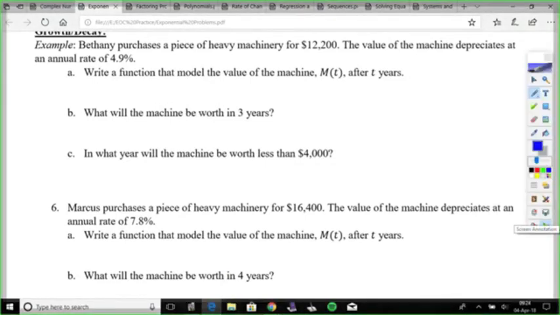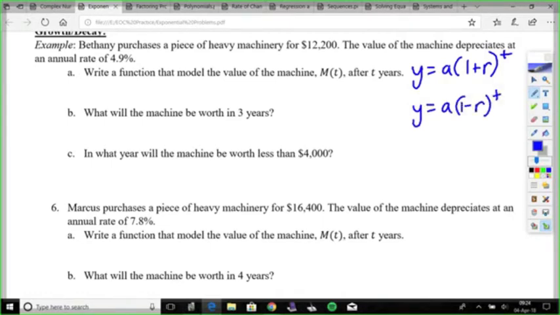And the formulas are y equals a(1 plus r), and I don't know if it uses t or x, but I'm assuming it says t. And then the other one's the same thing, it's just 1 minus r. Okay, so obviously you got to be able to decide which one to use. Now this one says that the machine is depreciating. That would mean that we're going to use exponential decay. So we're going to use the one with the minus sign.